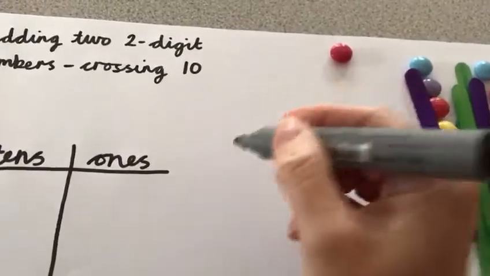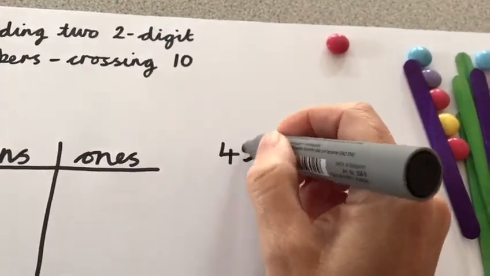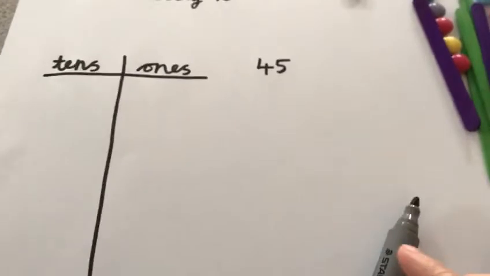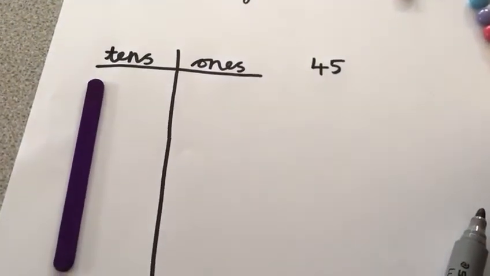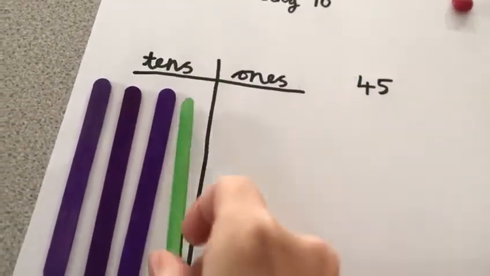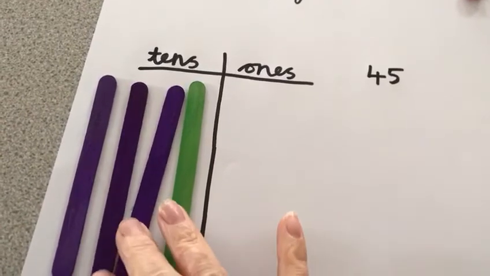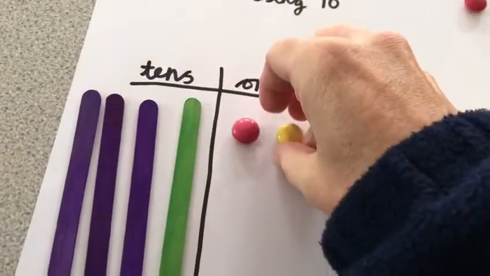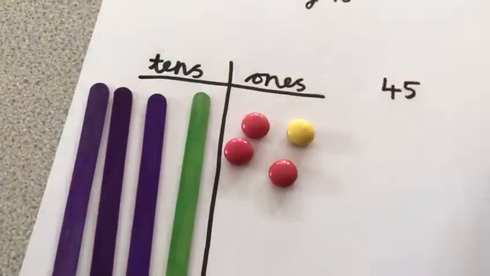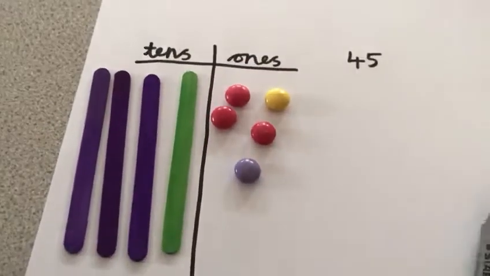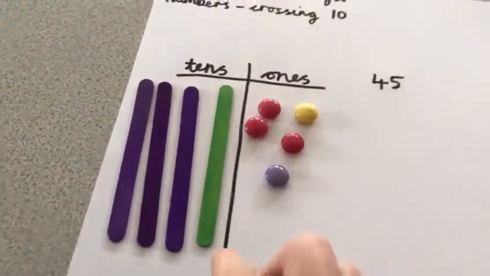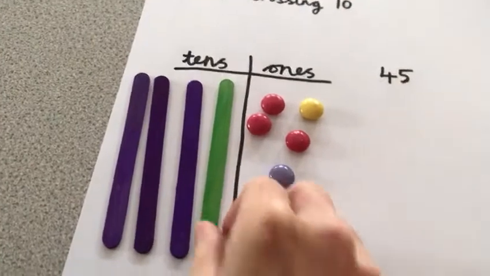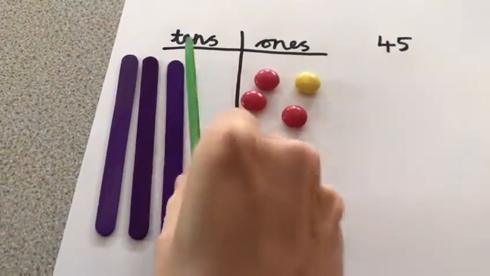I've got Smarties for my ones this time and some lolly sticks for the tens. Okay, so one of the things I think is really important for the children to do before they start this is just to remind them about how we can make 45 on a place value chart. So with 4 tens, 10, 20, 30, 40, and 5 ones, 41, 42, 43, 44, 45.